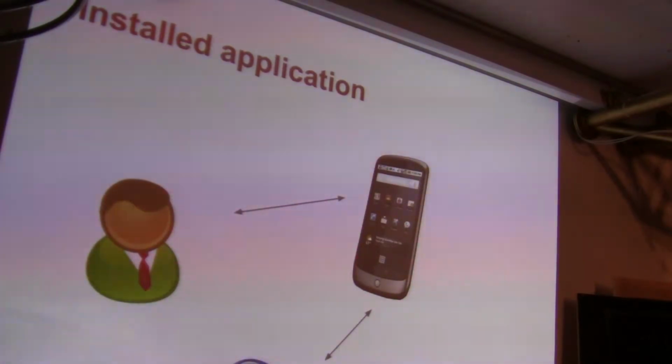Another interesting case is installed application. This is quite similar, but in this case, application is distributed to some devices, and interaction with Google service happens when user is actively using application or it's running in the background. But when it goes to background, application continues using Google service.